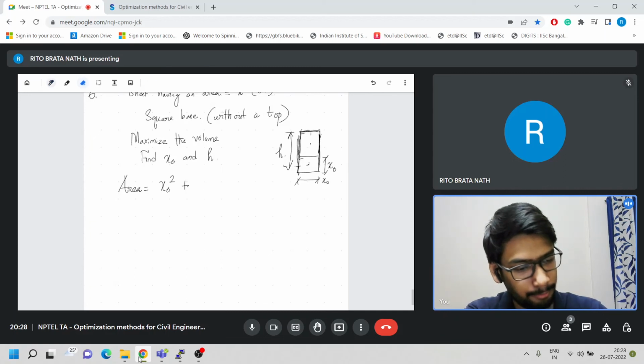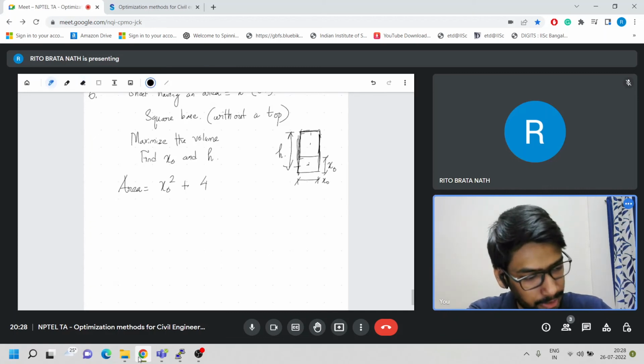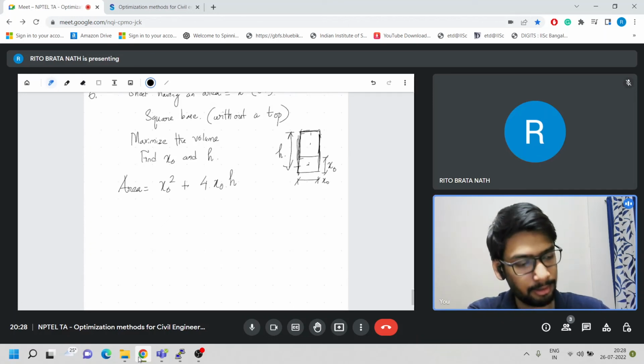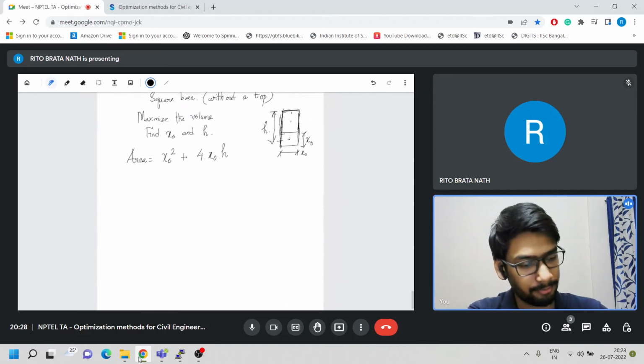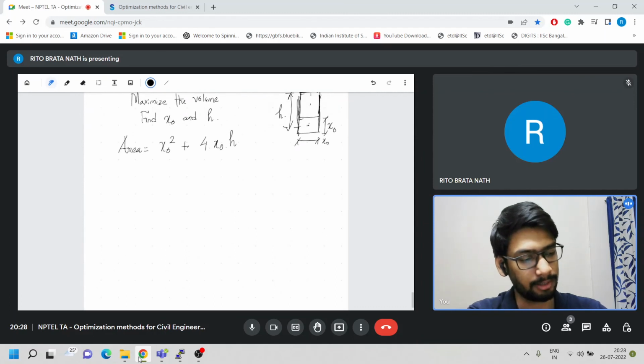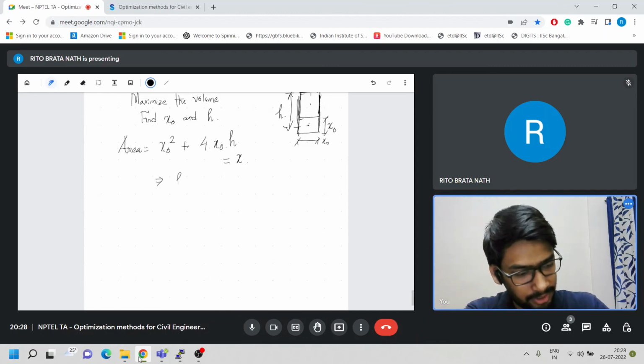You'll have the perimeter of this square, so that's 4 times x naught. And then if you multiply it with the height, you will get the areas of the side surfaces, and you don't have a top surface. Your top surface doesn't add up to another x naught squared. So these portions will add up to x. So from this, you can find h in terms of x naught and x. So your h is nothing but (x minus x naught squared) divided by 4x naught.